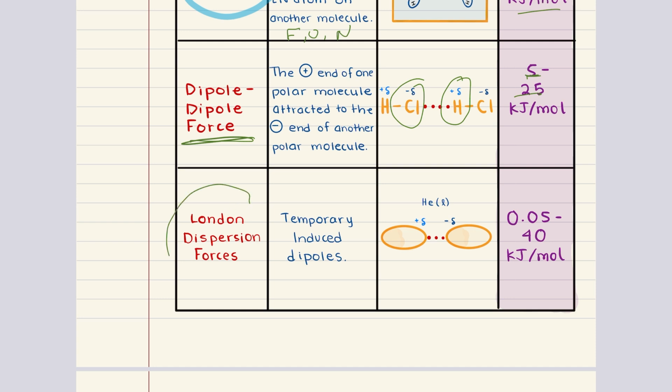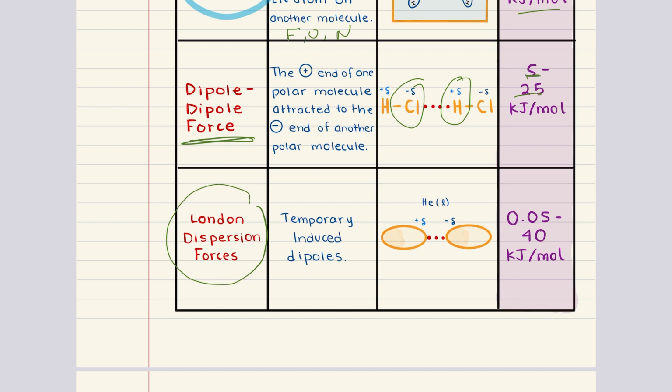Finally, the weakest of all intermolecular forces are London dispersion forces. These are sometimes called van der Waals forces. So unlike the other forces we've discussed, London dispersion forces exist in all molecules, regardless of whether they are polar or nonpolar. These forces arise due to temporary dipoles which form when electrons in a molecule or atom momentarily shift and create a brief imbalance in charge distribution.